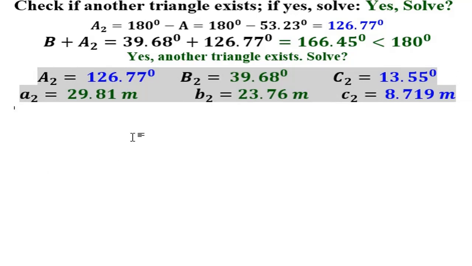So to solve it, basically the given do not change. That means B2 is the same as B, 39.68. Side A2 is the same as side A, 29.81. Side B2 is the same as side B, 23.76. That means the given do not change. We're going to try to find angle A2, angle C2, and side C2.